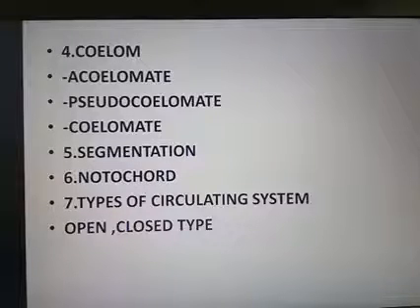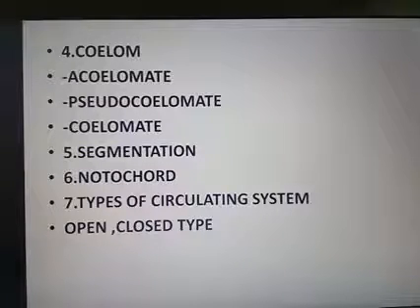Again I am repeating this point. Coelomate means animals with coelom are called coelomate. For example, annelids to chordates belong to the group coelomate. That means annelids to chordates are the higher organisms. They are increasing in their features.